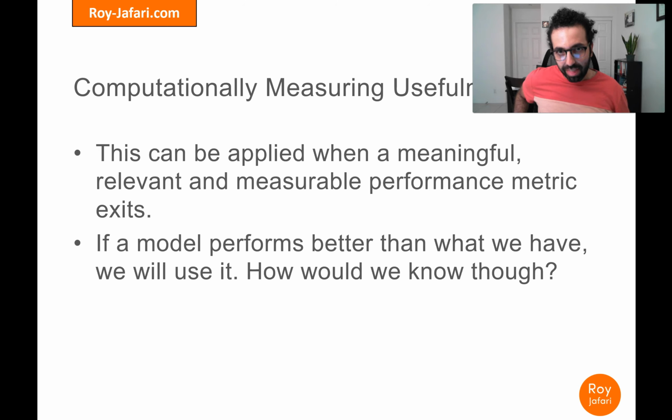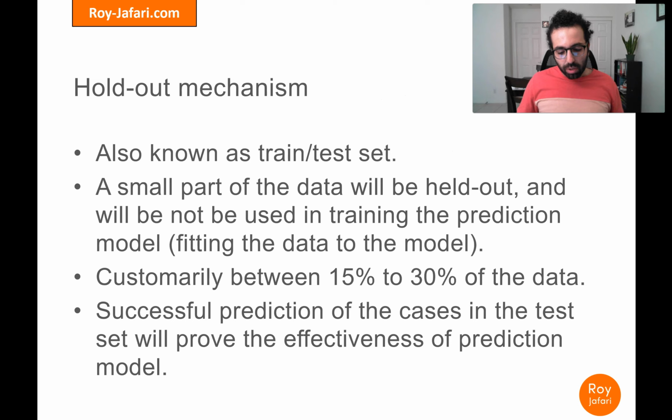But if we have that, then we can measure that instead of having to make sure everything about our model is working. If our metric that captures usefulness is improving, that's what we want, right? But like I said, it depends on whether we have that metric. So there are two methods that we can use to go about calculating this, and one of them is the holdout mechanism.